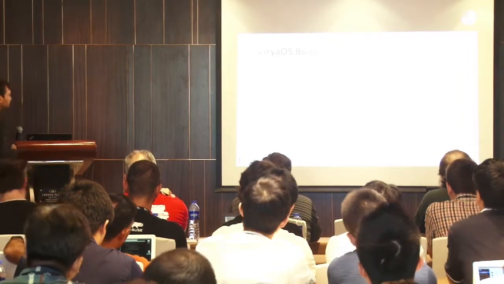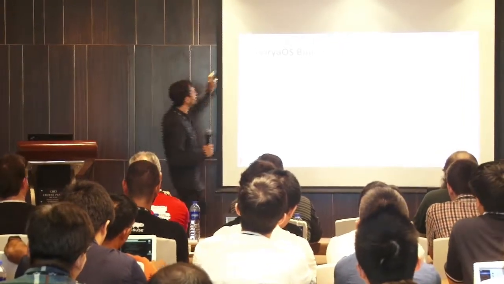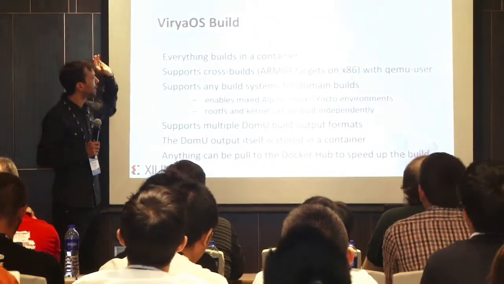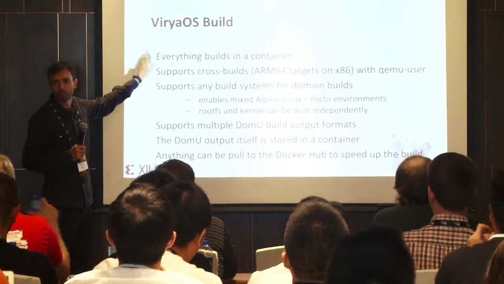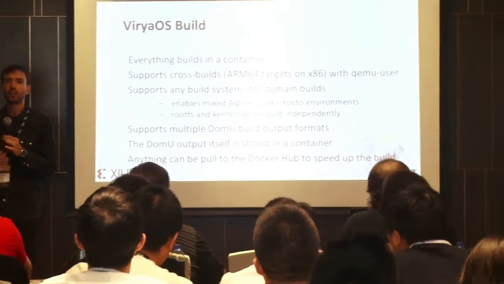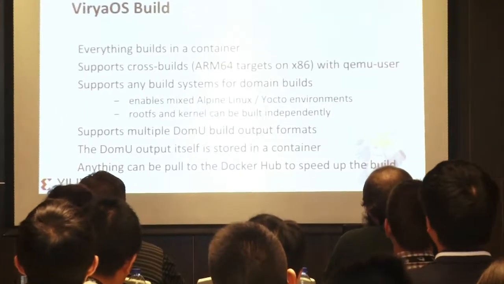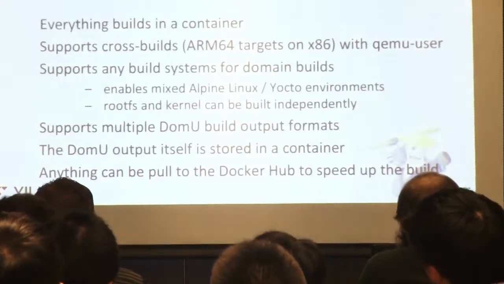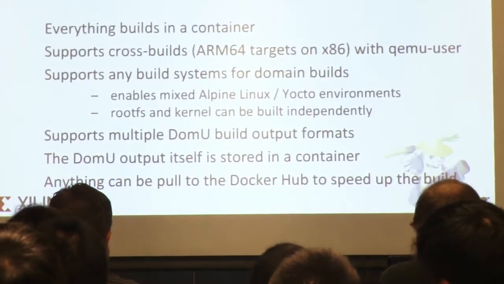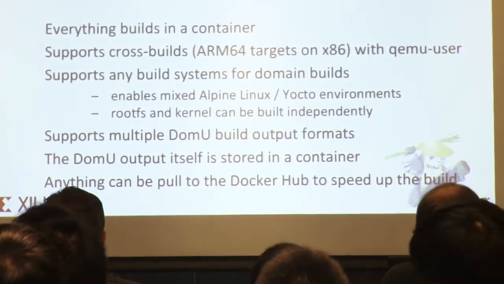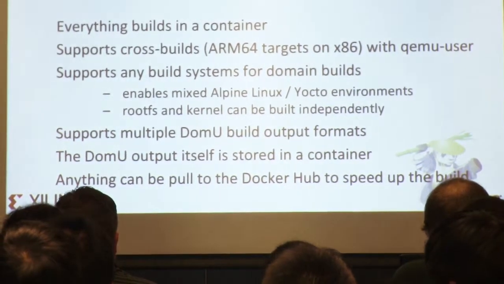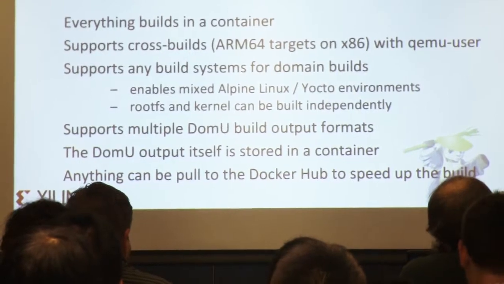Right, so what are the features again? Everything is built as a container. All the intermediate outputs are containers, so that they are pushed to the Docker Hub and pulled from the Docker Hub automatically. We support cross builds by default, and we use regular cross compilers for the kernel and Xen, but we use QEMU user for the user space components, so that from the inside it looks like a regular native build.